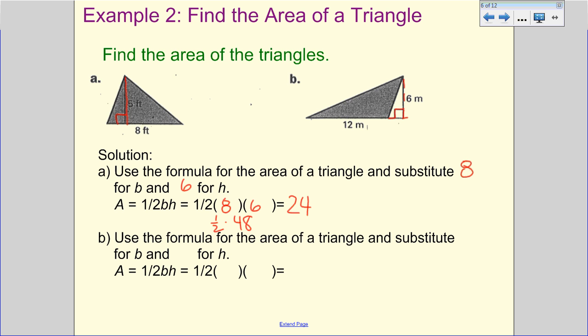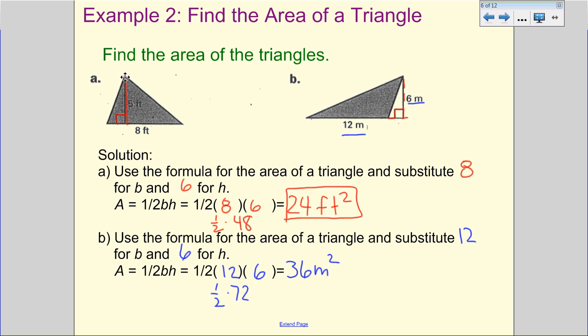Our units were feet, so it should be feet square or square feet. I left that off and just wrote it with our abbreviation. For the next one, we have a base of 12, and we have a height of 6, that perpendicular segment. So it's going to be 1/2, 12 times 6. 12 times 6 is 72, and 1/2 of 72 is 36. These were in meters, so meters square.